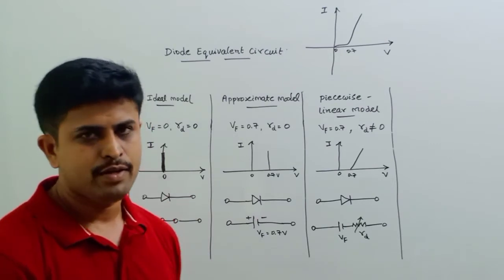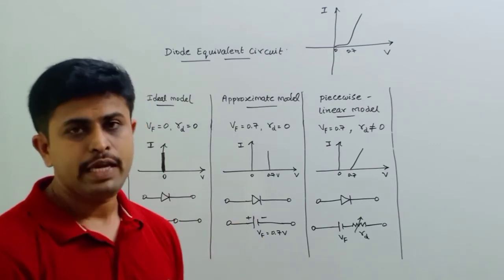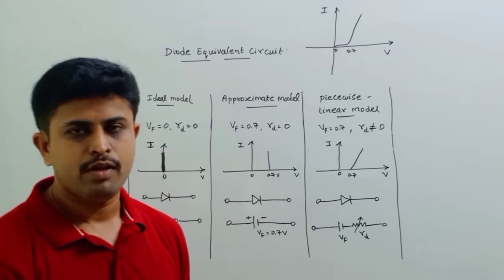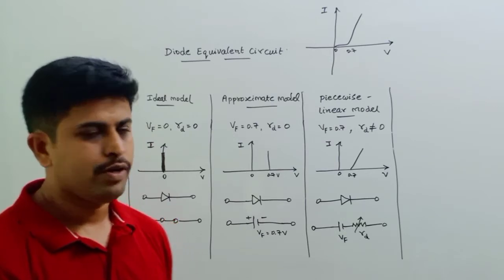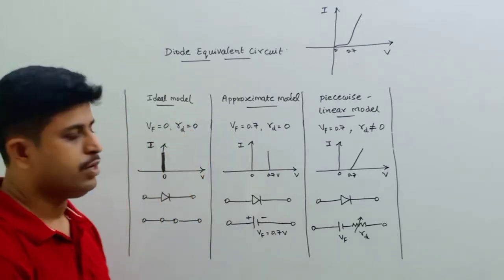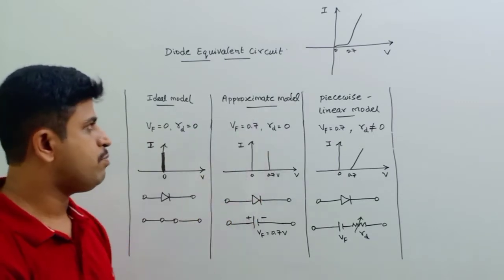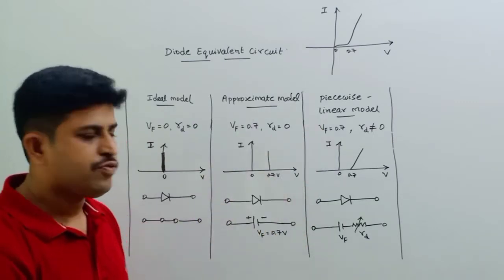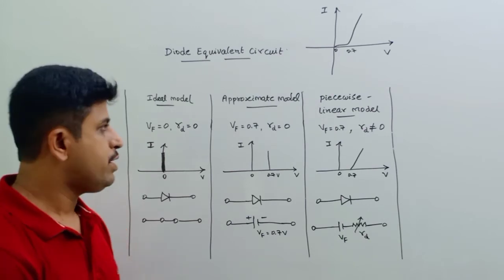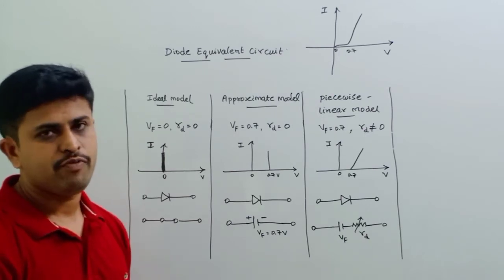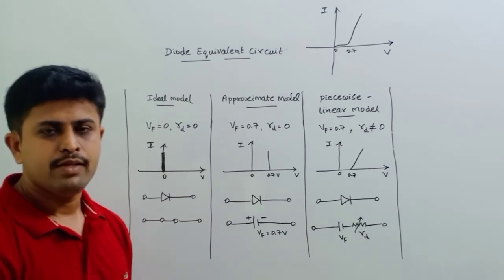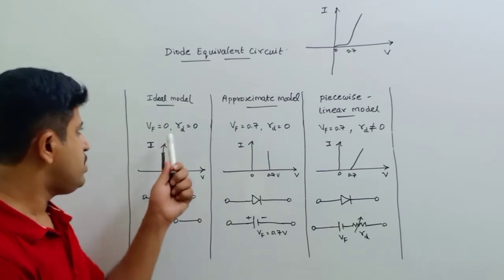You can see here we have three approximate models for the equivalent circuit of the diode. First one is ideal model, second one approximate model, third one piecewise linear model. So here we have three models using which we are representing the equivalent circuit for the diode. So coming to this ideal model.